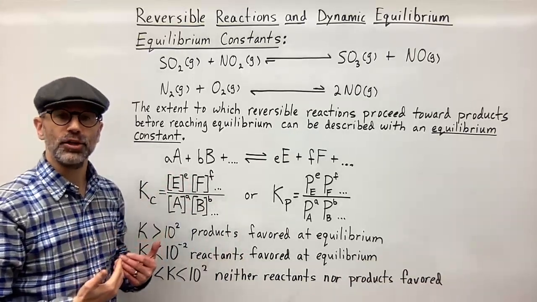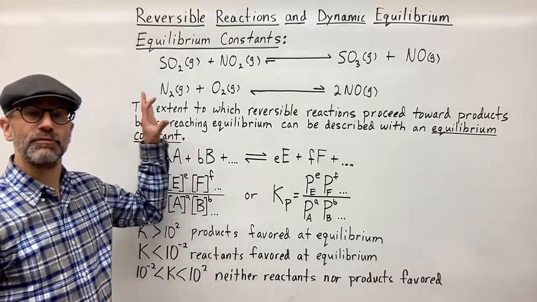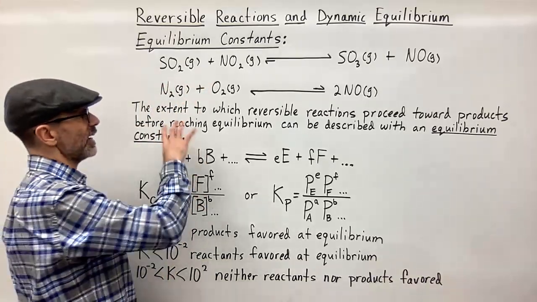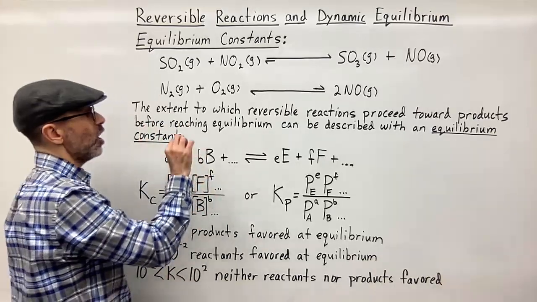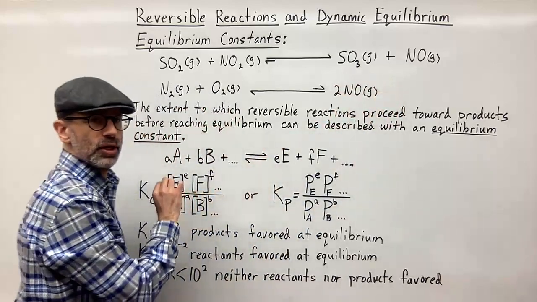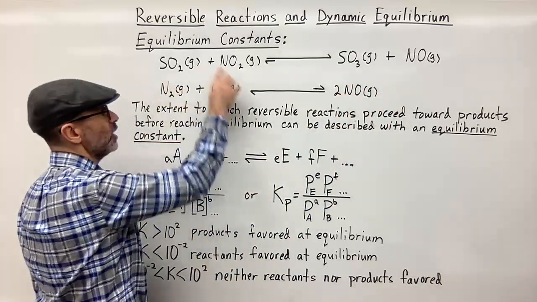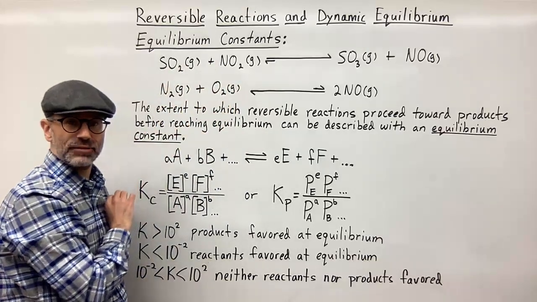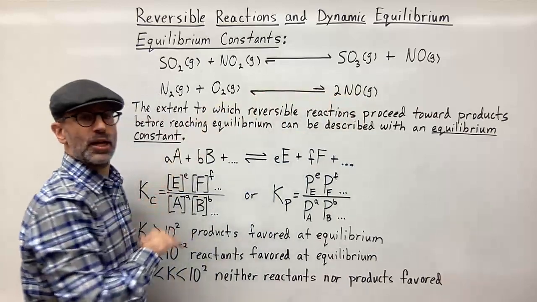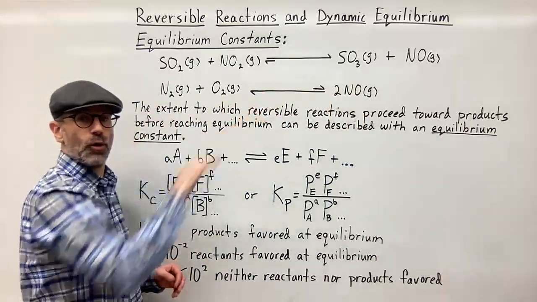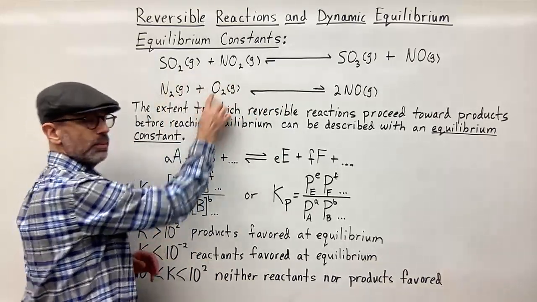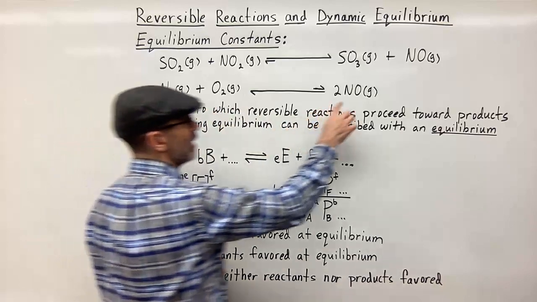Or you could have the other extreme where the reaction favors reactants. So in this case, when you reach equilibrium, only a small amount of the product is formed versus reactants. So you still have a lot more reactants left at equilibrium. So you have the reverse reaction being favored over the forward reaction at equilibrium. So more of this is going to be at equilibrium than this.